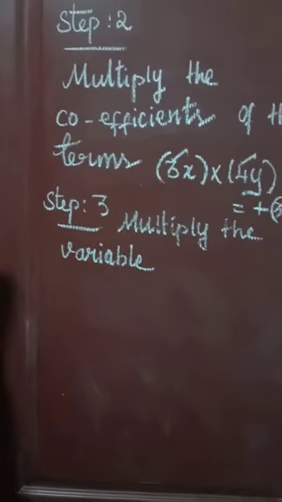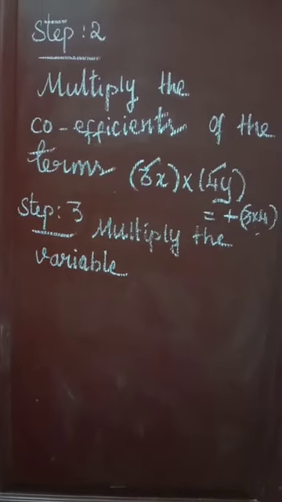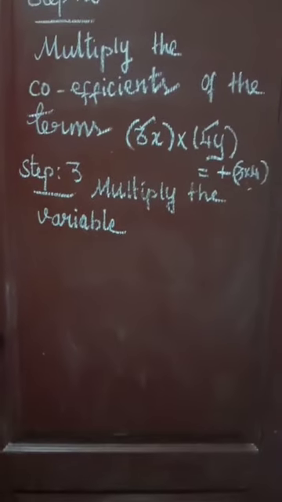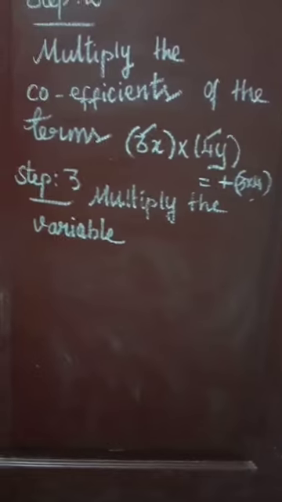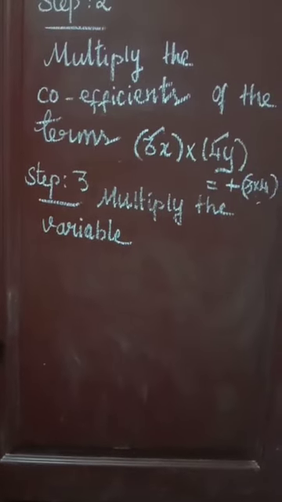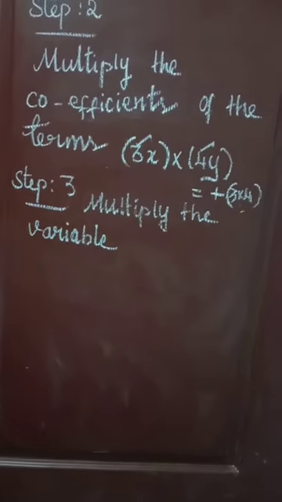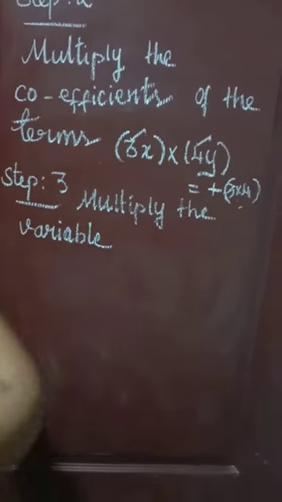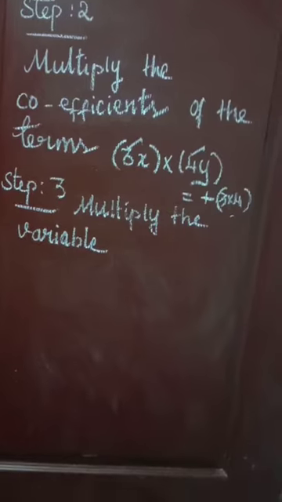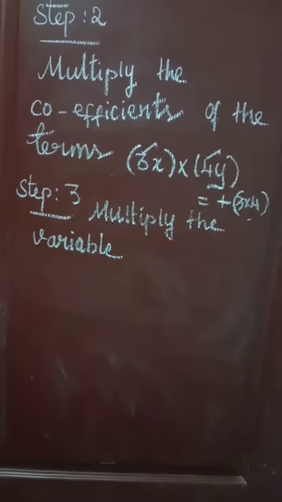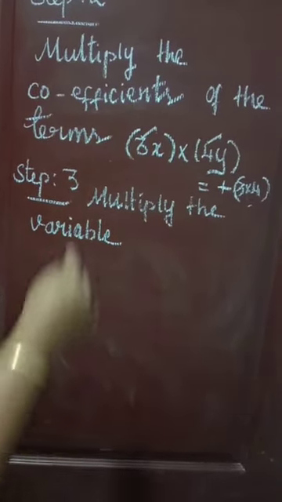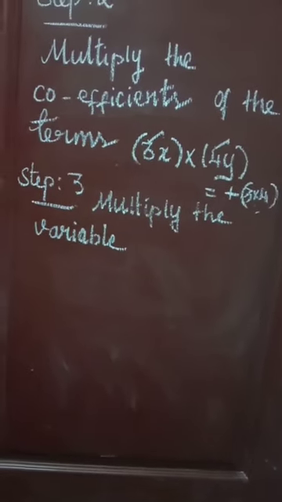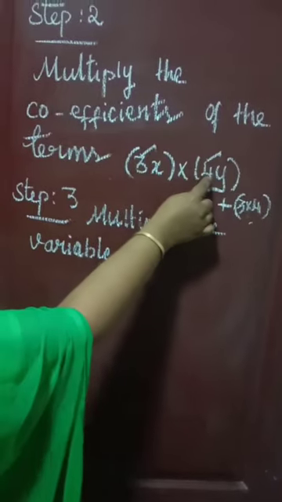What is the third step? Multiply the variables. Do you know what a variable is? Yes, variables are alphabetical letters. So, first we multiply the signs, next we multiply the coefficients. The coefficient is nothing but the constant number before the variable. So, I multiply 3 into 4.